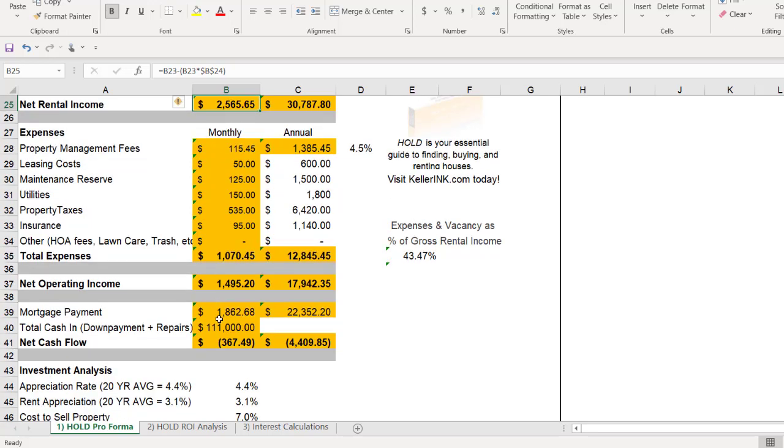Now, if you look down here, your mortgage payment is $1,862. That's your principal and interest amount, which means that in this particular scenario, you would actually have a negative $367 per month in cash flow. That is not really a good scenario to be in. So how do we fix it? Well, there's a couple of things that you can look at.